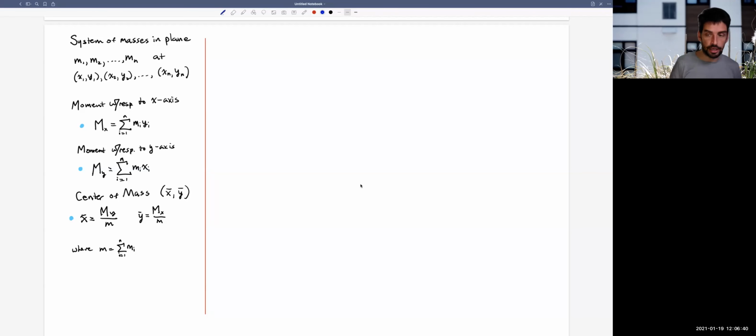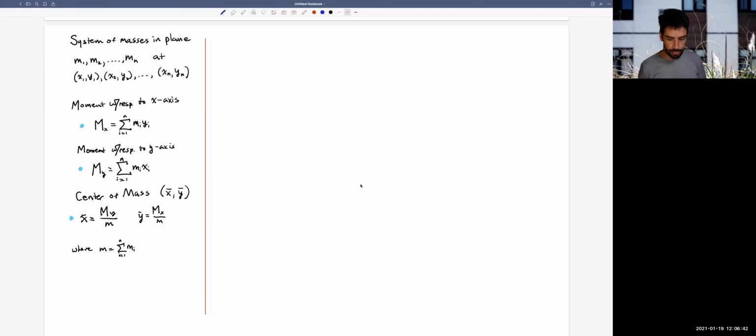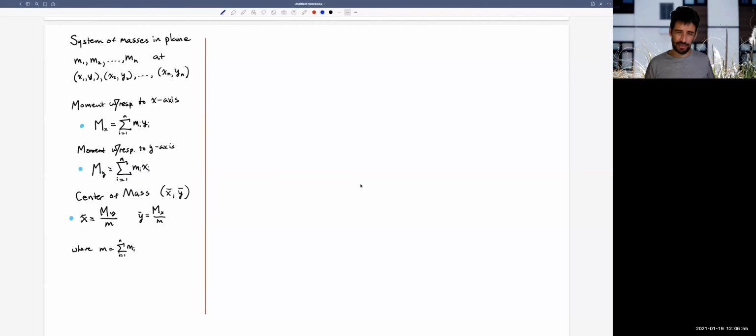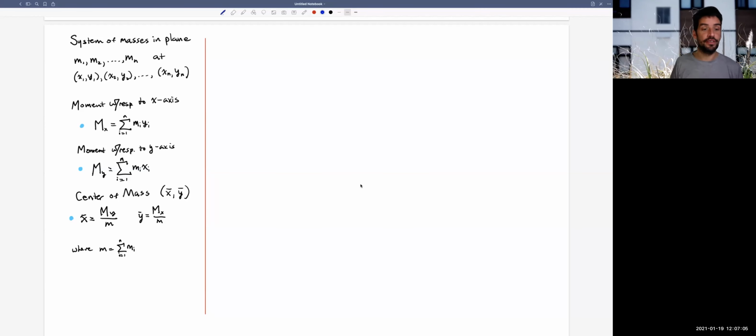Hey everybody, so we're going to continue talking about moments and centers of mass and these things. On the left-hand side here, I've got some of what we've developed already. We looked at a system of masses in the plane. We started with a system of masses on a single line, and now we've extended it to the plane, and we have this big concept of center of mass built out of these other concepts.